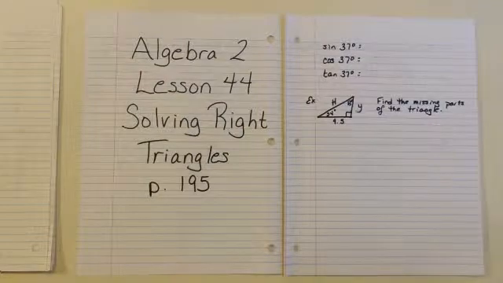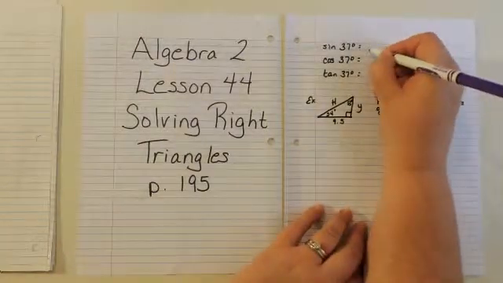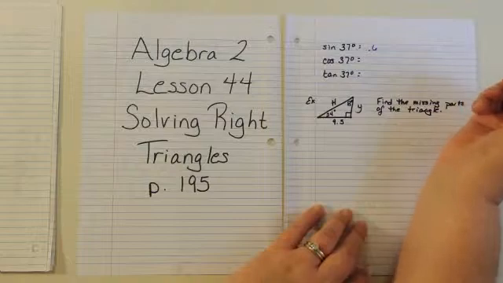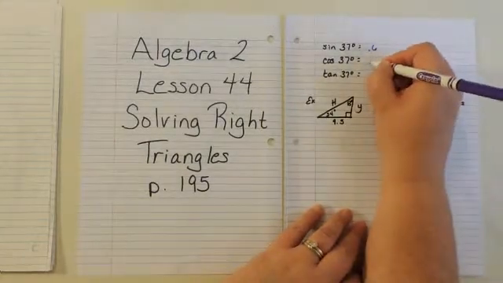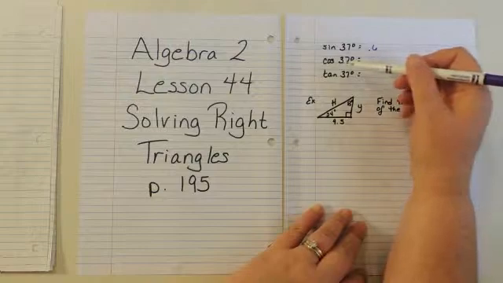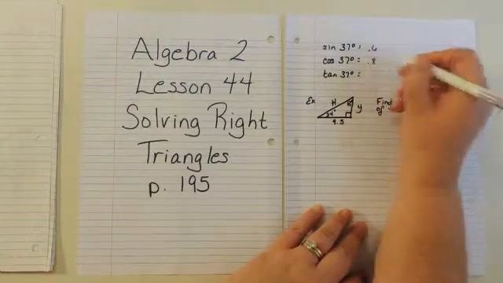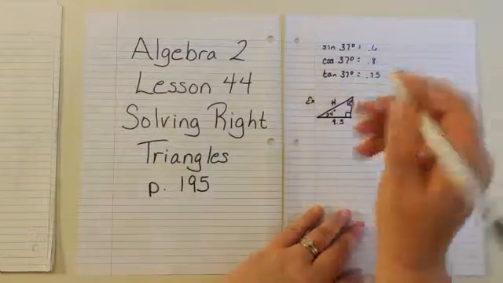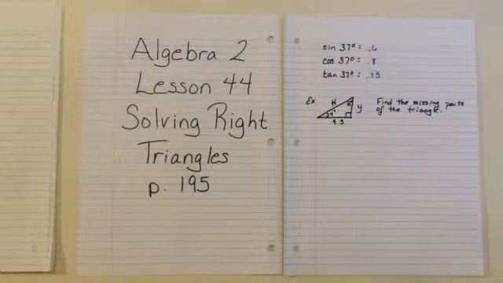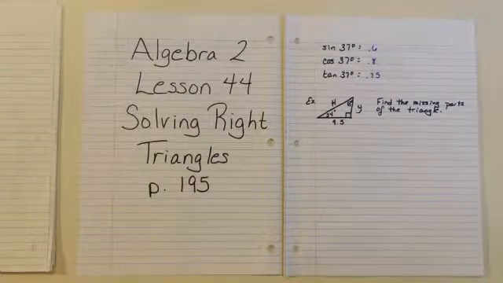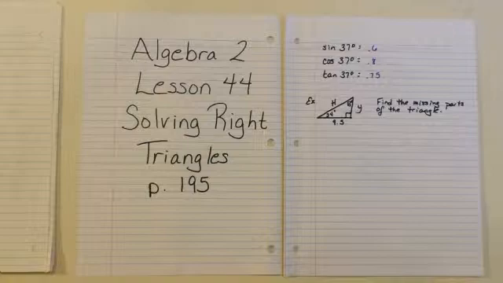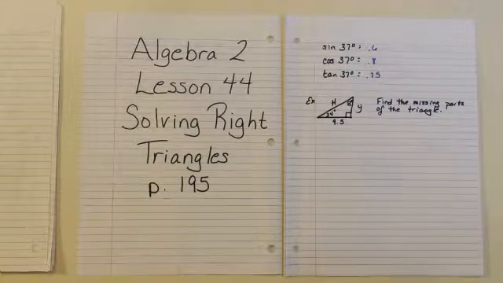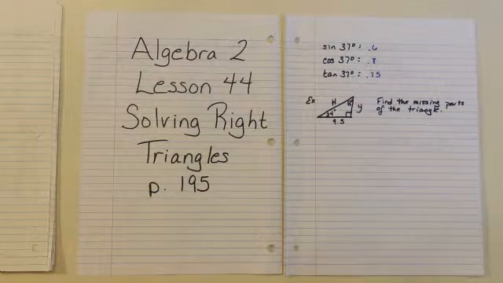Sines, cosines, and tangents are ratios and are always the same for any given angle. So the sine of 37 degrees is 0.6, the cosine of 37 degrees is 0.8, and the tangent of 37 degrees is 0.75. Since these ratios depend only on the size of the angles and not on the lengths of the sides of the triangles, we can use them to find missing parts of right triangles.